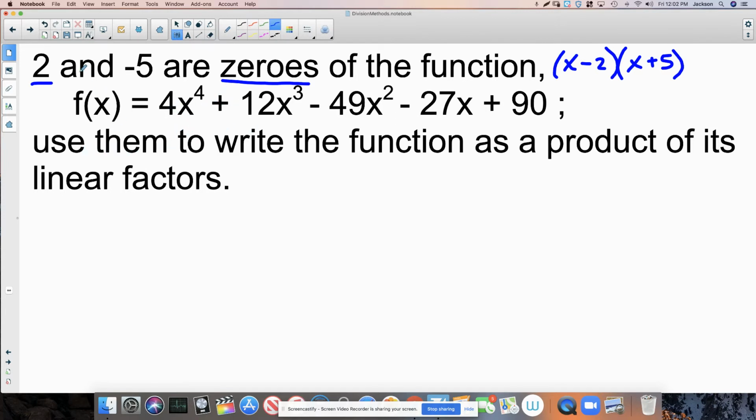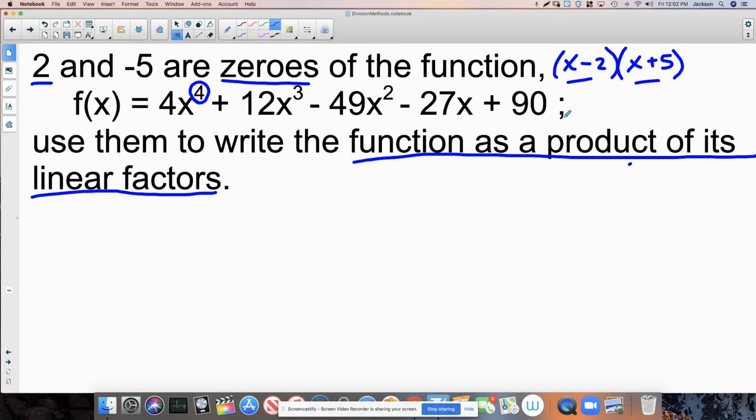It says use these two zeros to write the function as a product of its linear factors. What does that mean? Product meaning multiplication of its linear factors. Now this is x to the fourth. If I'm going to multiply all these linear factors together and end up with x to the fourth, that means I'm missing two factors, right? Okay, so this one, we're going to take in parts.